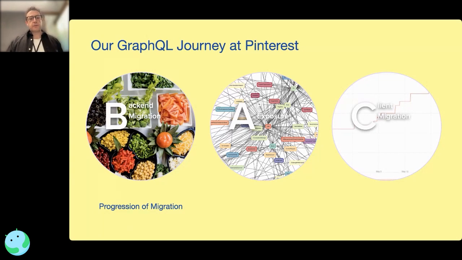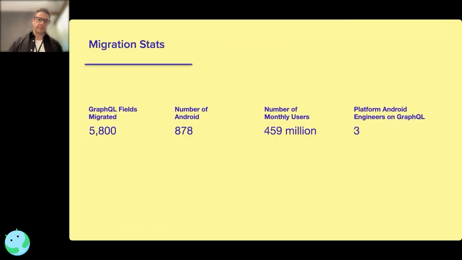Like I said, with our GraphQL journey at Pinterest, we went through backend migration, API exposure, and then finally this client migration, which is what I'll be covering today. Just some quick migration stats, just to let you know the scope of this. We have over 5,800 fields that were migrated to, apologies, it should say 878 unique Android endpoints. We're operating with 459 million monthly users. And our platform engineers who did this whole thing were three of us.